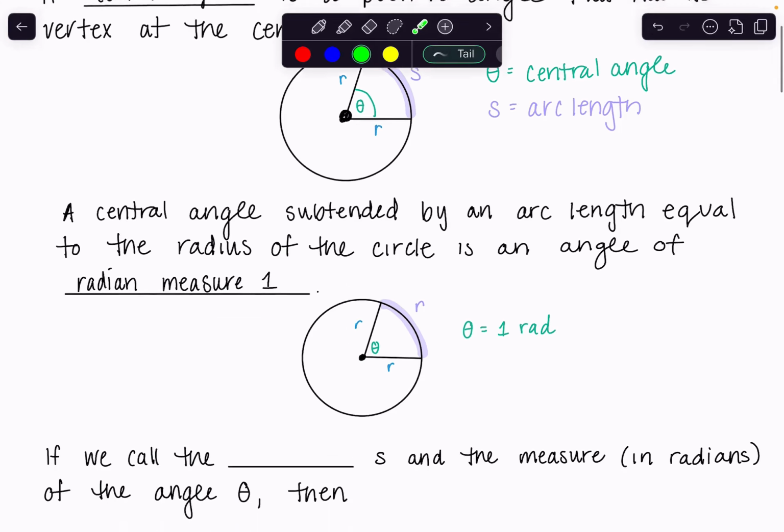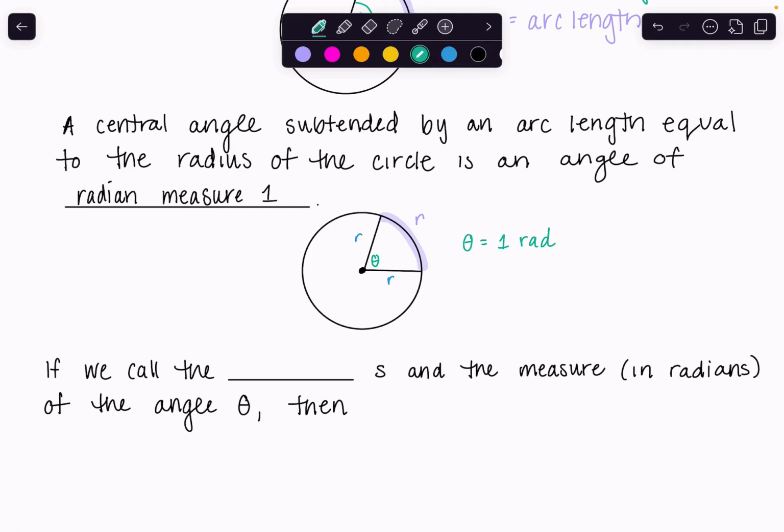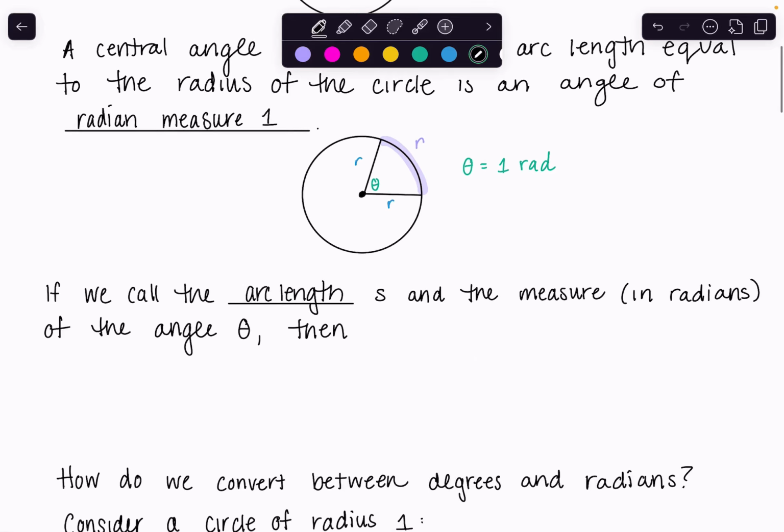Okay. So if we call the arc length S, and the measure in radians of the angle theta, then to find our theta, we take the total distance we travel and divide it by R. So again, when S is exactly the radius, that's how we define 1 radian. So R over R gives me 1. If I go 2 times my radius, then my theta value is 2 radians.